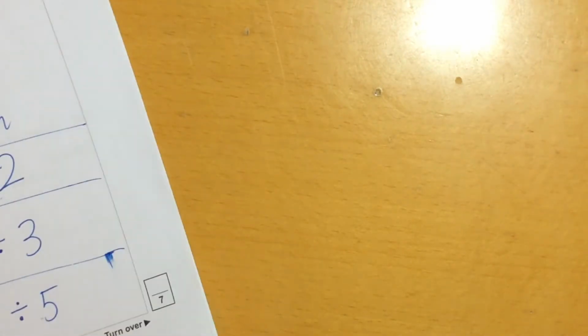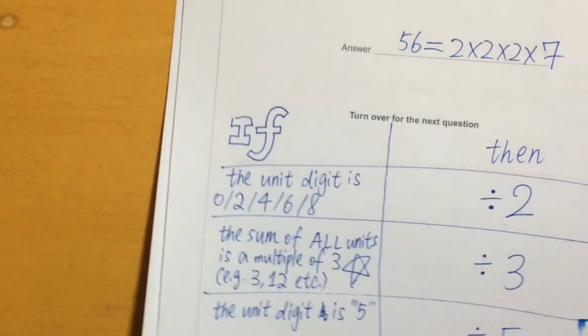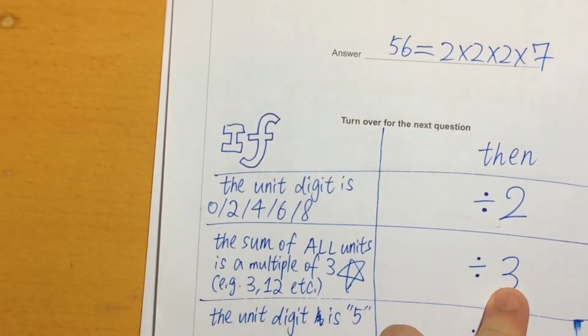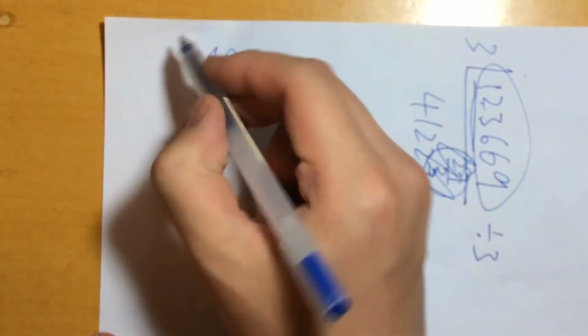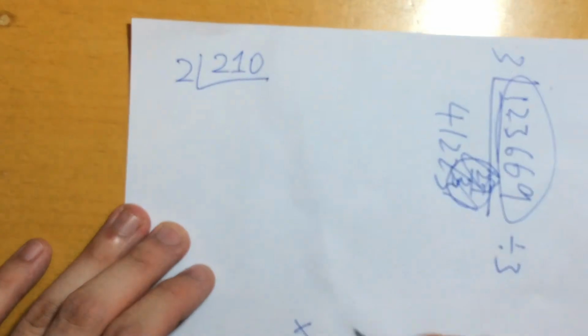So let's try another one. By now we should know that if the sum of all digits is a multiple of 3, then you can easily divide it by 3, just like the really ugly number I showed you just now. Anyway, let's try one more. Let's try 210. We see a 0, so divide by 2 first, not 5.